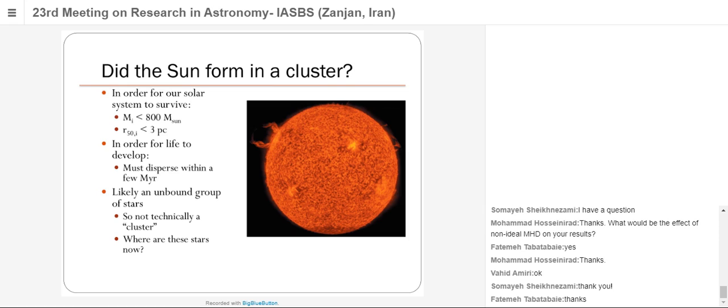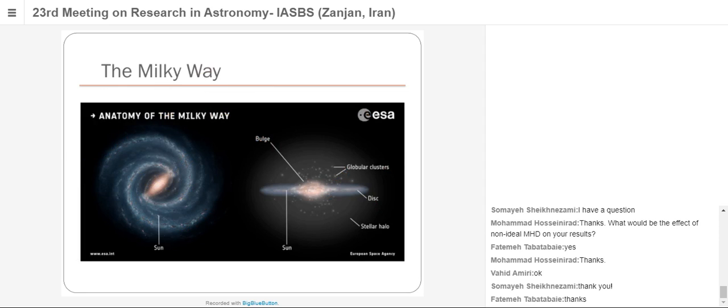Any more massive or any denser than that, it's very hard for a solar system to survive. And then in order for life to develop, that star cluster must disperse within a few million years, simply because if too many supernovae events happen, there's a good chance we're bombarded with radiation to the point where life cannot develop. So what likely happened is that our sun formed in an unbound or even loosely bound group of stars. So not technically a cluster, but still it didn't form alone. It formed with other stars around it. And a reasonable question to ask is, well, where are those stars now? To answer that question, I'm going to take a quick mini tour of our galaxy. And I mean very, very mini.